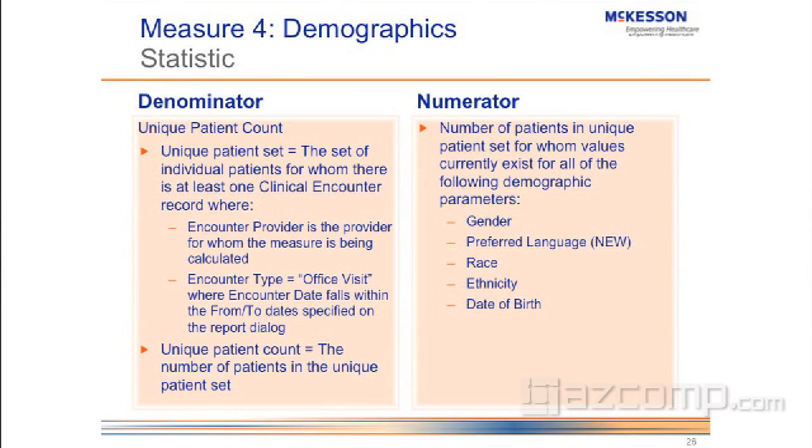Here's the numerator: the number of patients in the unique patient set for whom values currently exist, and these are the things that they're looking for. So gender, preferred language, race, ethnicity, and date of birth.